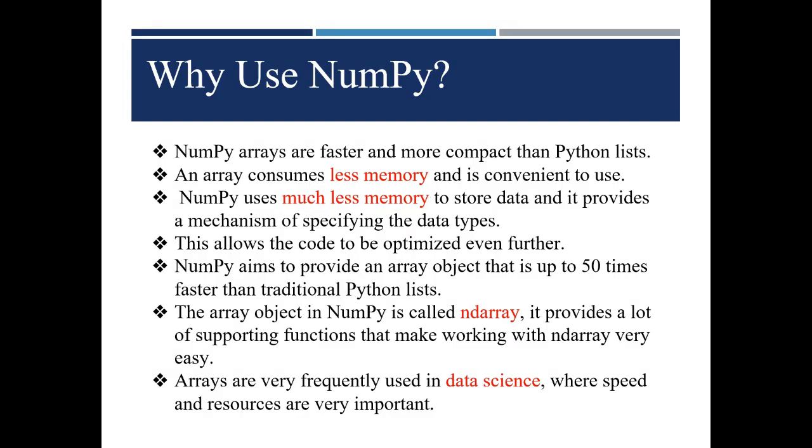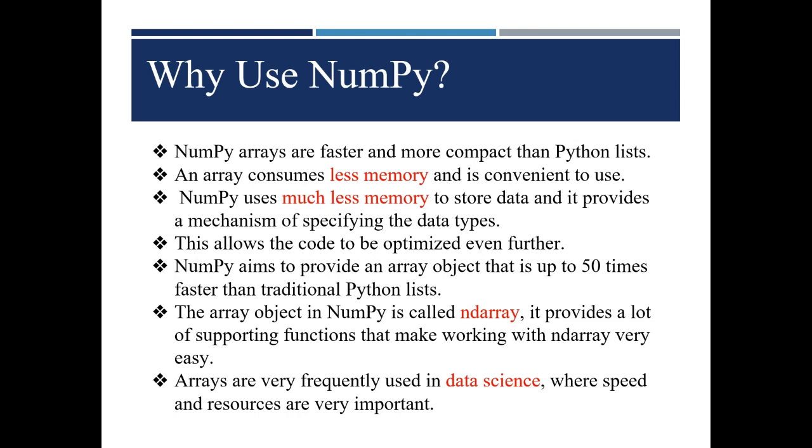NumPy arrays are faster and more compact than Python lists. An array consumes less memory and it is convenient to use also. NumPy uses much less memory to store data and it provides a mechanism of specifying the data types. This allows the code to be optimized even further. NumPy aims to provide an array object that is up to 50 times faster than traditional Python lists.